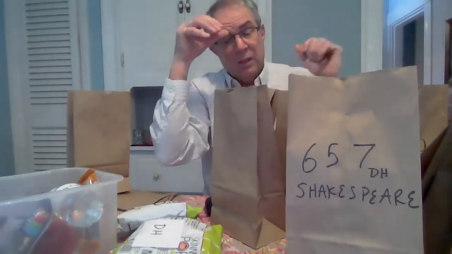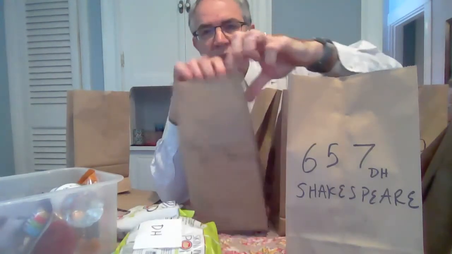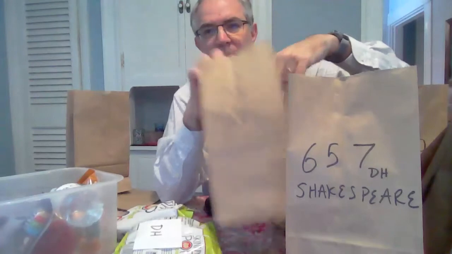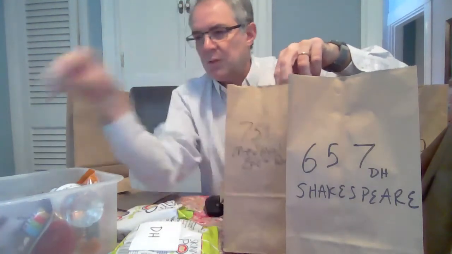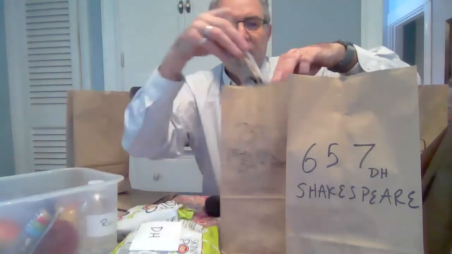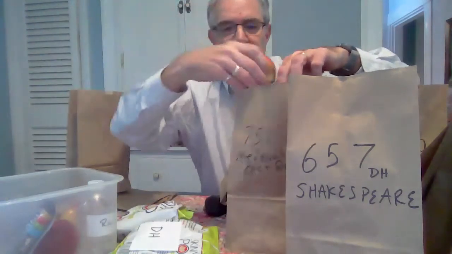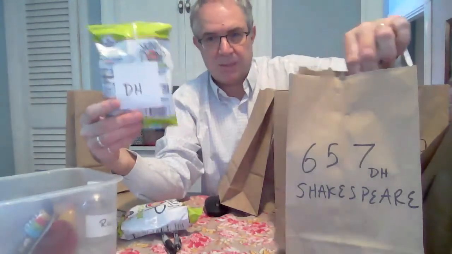Okay. Suppose you like this early literature stuff. You decide you're going to keep going, and you're going to take medieval epic and romance, which is English 751. So that also gives you the pre-1800 lit. It also gives you the apple, but it doesn't give you the popcorn because that one is not being taught as a DH.